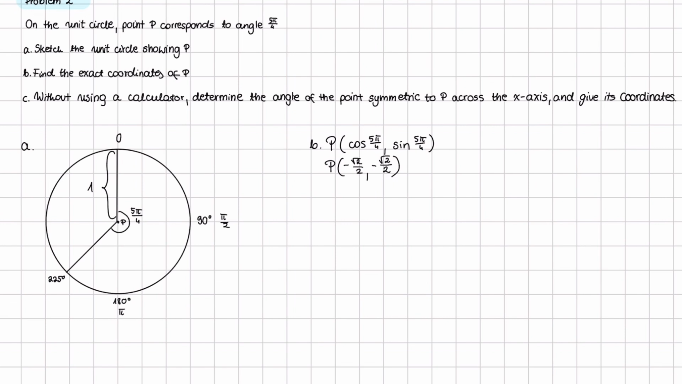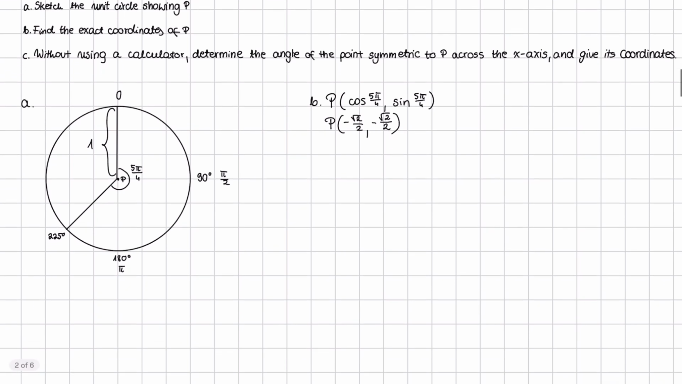C, without using a calculator, determine the angle of the point symmetric to P across the x-axis and give its coordinates. So firstly, let's draw our coordinate system. So we have in here y-axis, in here we have x-axis, here we have center because we start from the origin 0, 0. And we know that here we have our first quadrant, here we have a second quadrant, here third, and here fourth.